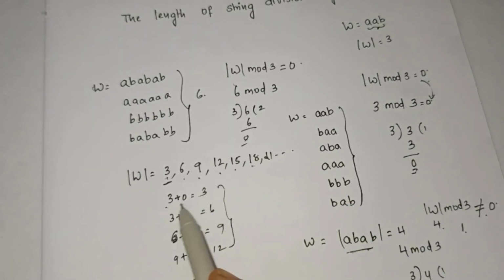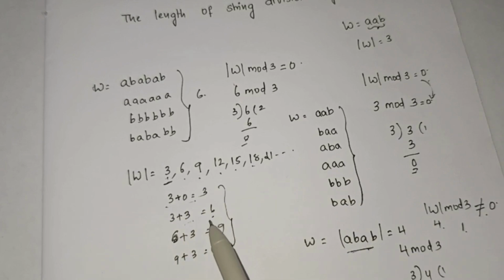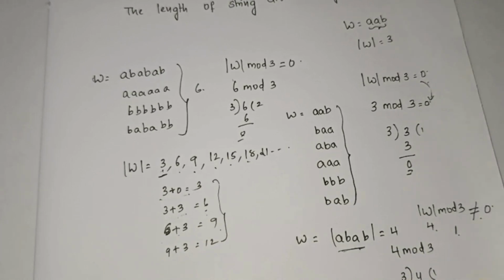So first the length should be 3. Again 3 is added, you will get 6. Again 3 is added, you will get 9. So in that combination, if you try to take the strings, we can design the DFA very neatly. Okay, so now what we will do? We will try to design a finite automata for this.